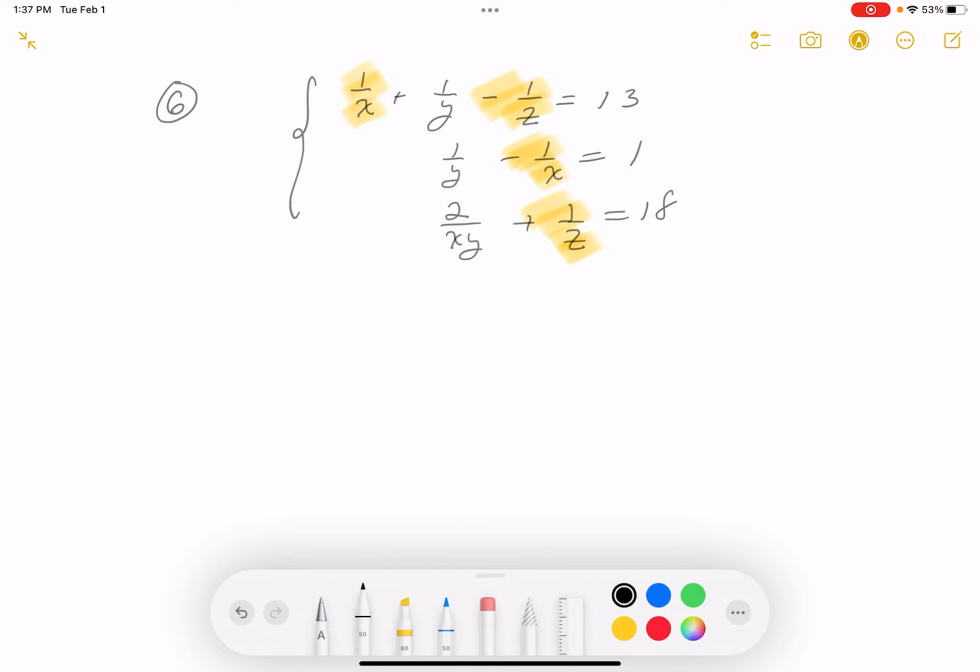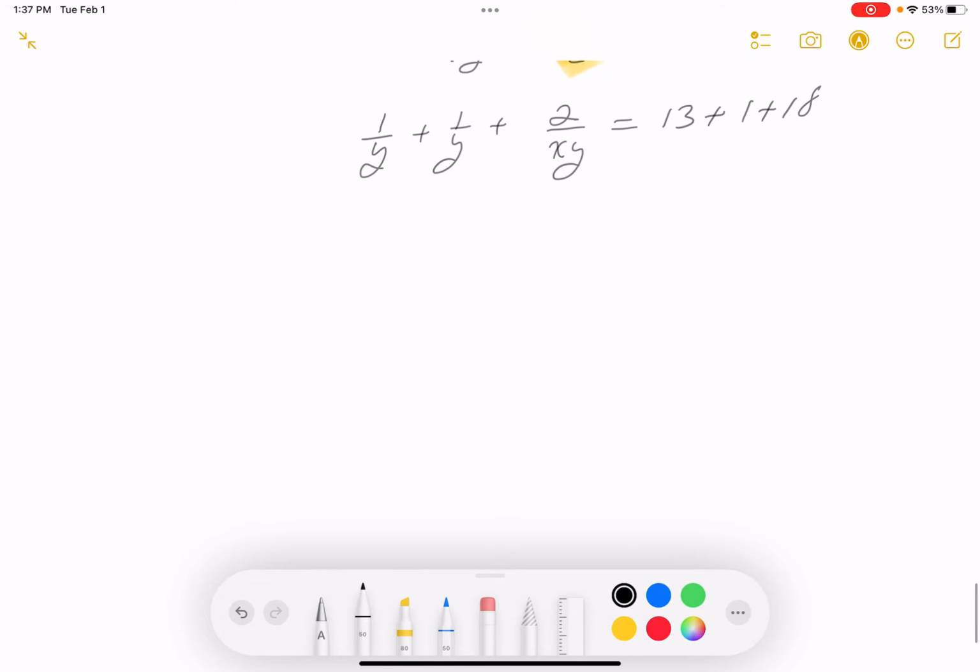If I add all 3 equations together, you'd get 1 over y plus 1 over y plus 2 over xy. And then you get 13 plus 1 plus 18. Well, let me do a little bit of work over here. And what do you get? 2 over y plus 2 over xy equals, let's add that together. And what would that give you? Let's see, 19, 20, 32.